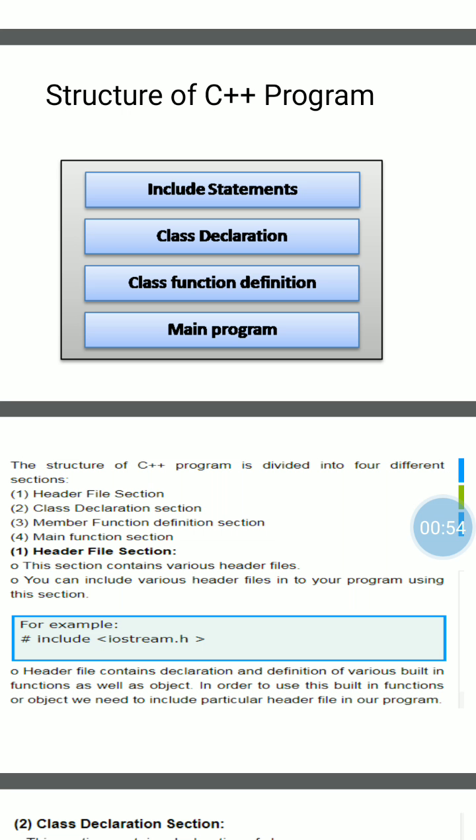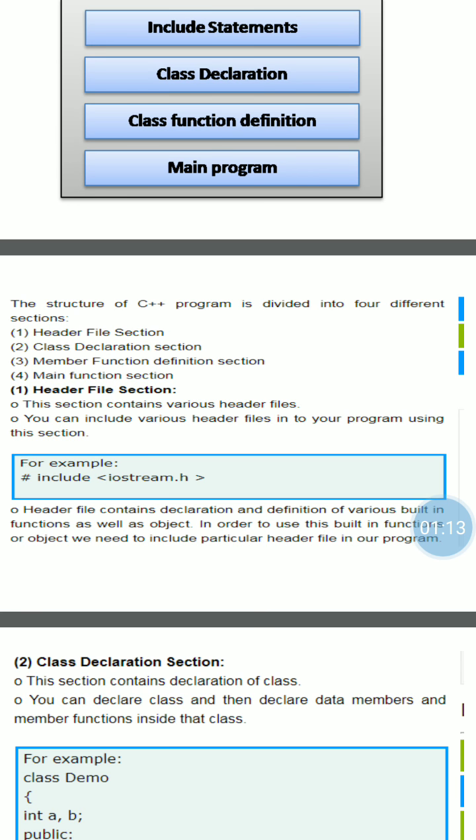Let's start with the structure of a C++ program. First is the include statement, that is the header file statement. Next, class declaration statement. Next, class function definition, and last is the main program. So start with the first, that is the include statement, the header file section.